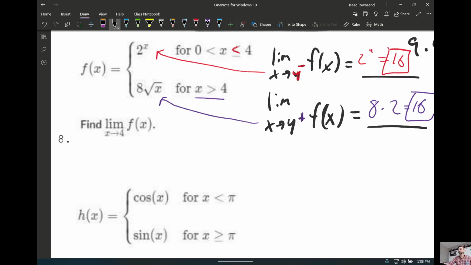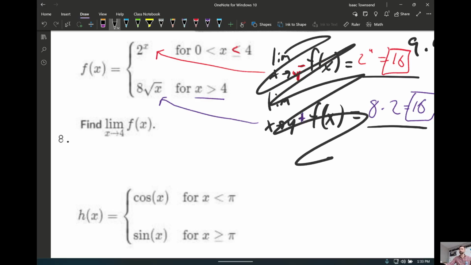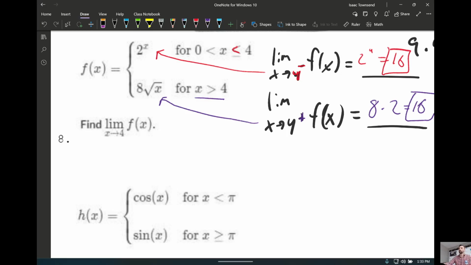So again, you don't have to write all of this normally, but in your head, you have to think about what would it be from the left, what would it be from the right. If these are different and this doesn't specify, it's got to be both. Your answer would be does not exist, but since both of these are approaching 16, then 16 is your answer. It's 100% the same thing we did on day one, but instead of giving a graph that you look at and read, you're given a piecewise function to read.